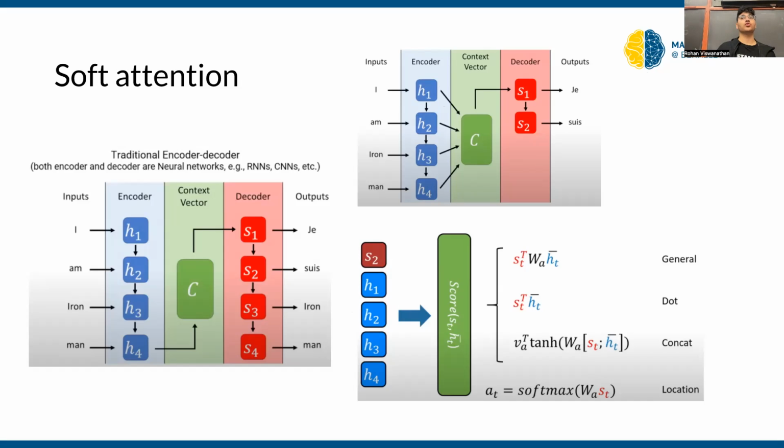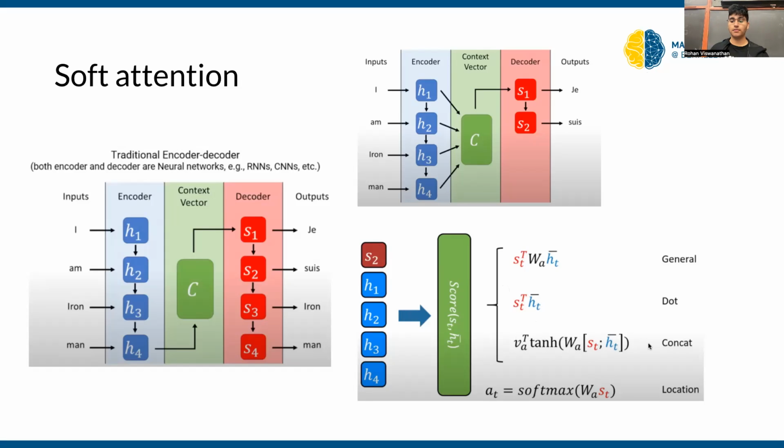The next step is to create a score function to figure out what these similarities are between these. And this can be scored in a variety of different ways. There's a general scoring where you have a weight attention matrix, which is tuned in the attention layer. You can just take the dot product of the S transpose and whatever your H embedding is for the encoder representation.